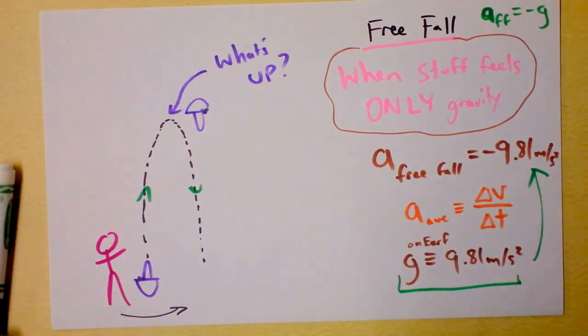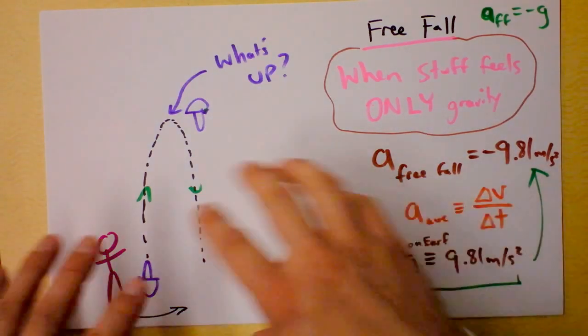Maybe the baby's a girl. I don't know. I have a lot of girls. Whatever. You've got this baby.